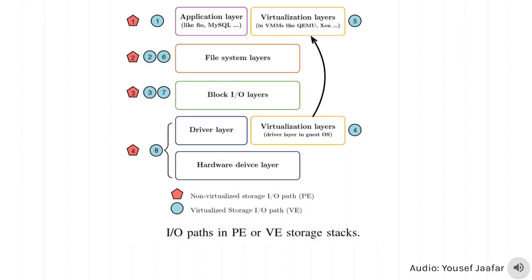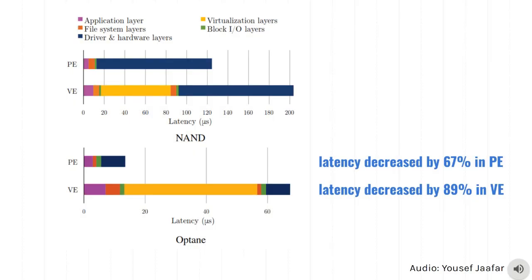Computer systems such as storage systems typically use multiple levels of indirection, owing to the high flexibility demanded for system expansion. However, the communication among different layers will inevitably result in extra performance overheads, thus increasing the resulting latency. The following two diagrams show the latency breakdown when using NAND and Optane in both PEs and VEs. As expected, using Optane decreases the latencies in both environments. The overall latencies decrease by 67% and 89% in PE and VE respectively.